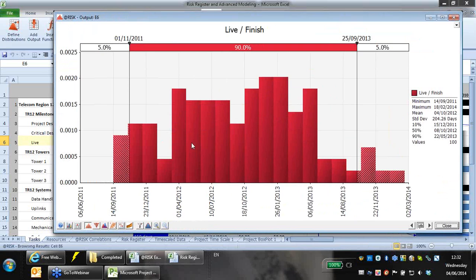But actually, what we've now got is a distribution of finish dates. So instead of having a fixed finish date for our schedule, we've now got a distribution of them, in exactly the same way as for our profit and loss in the last model.